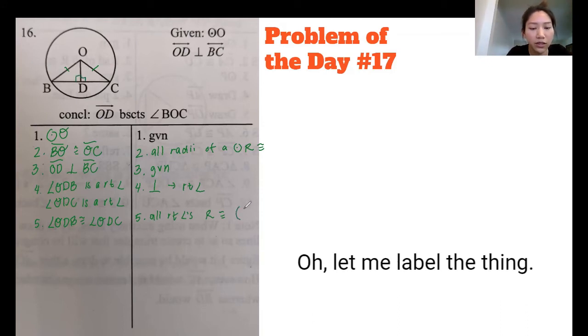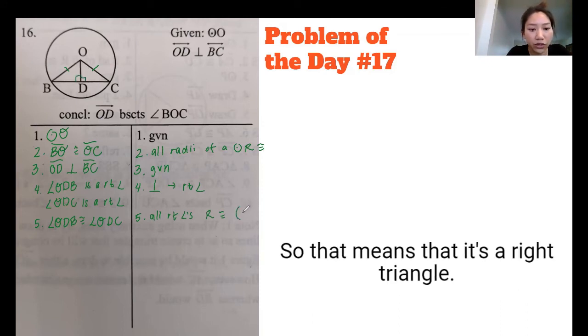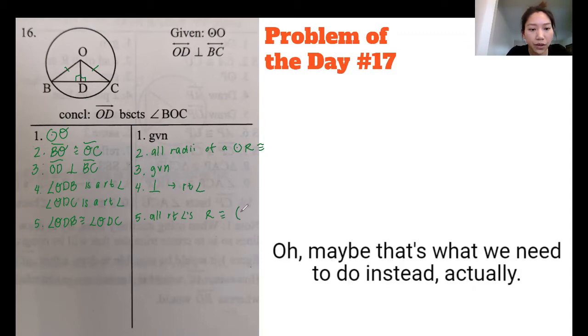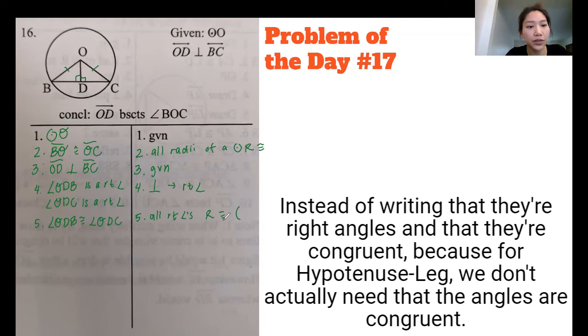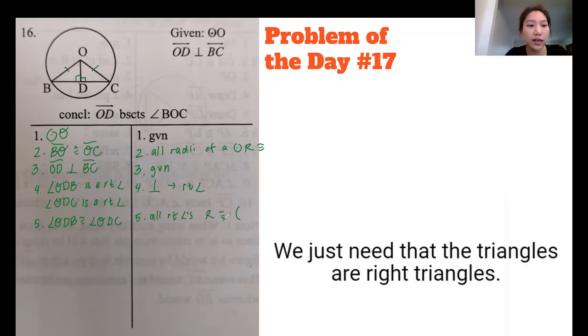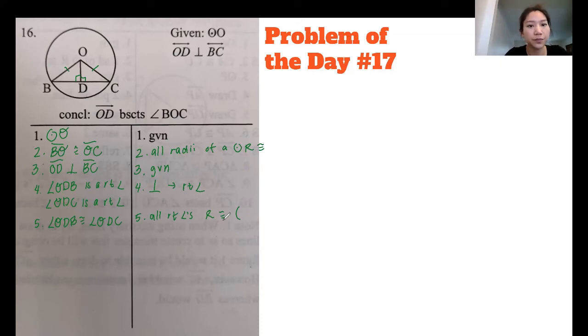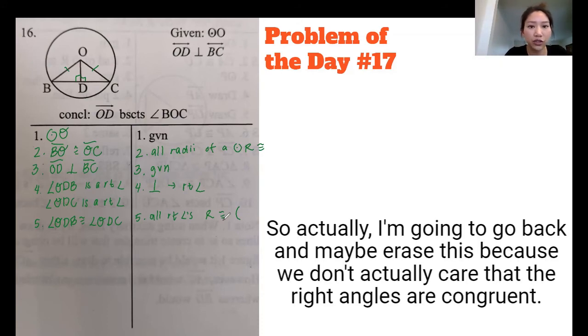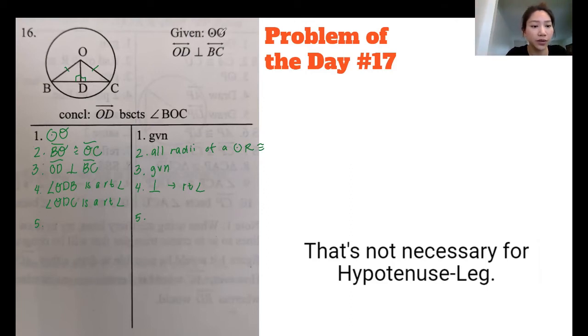Oh, let me label the thing. So that means that it's a right triangle. Oh, maybe that's what we need to do instead, actually. Instead of writing that they're right angles and they're congruent, because for hypotenuse leg, we don't actually need that the angles are congruent. We just need that the triangles are right triangles. Okay, so actually I'm going to go back and maybe erase this, because we don't actually care that the right angles are congruent. That's not necessary for hypotenuse leg.